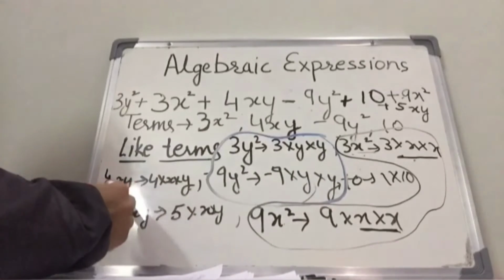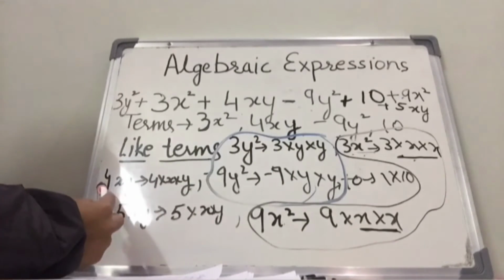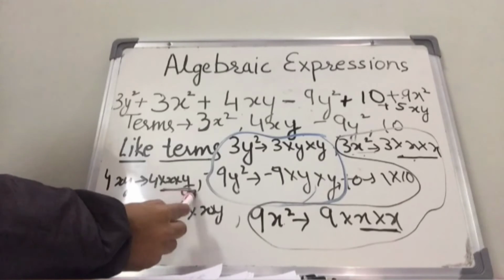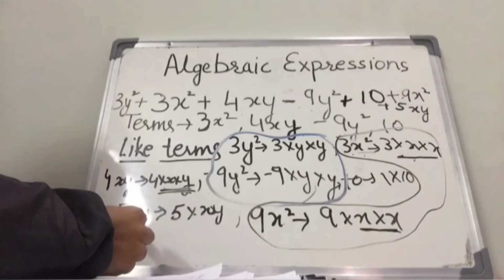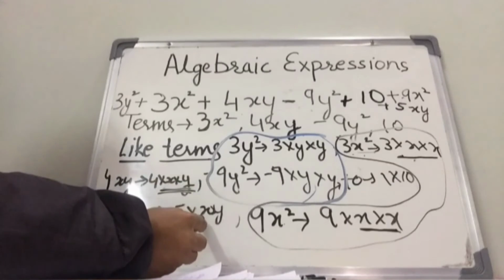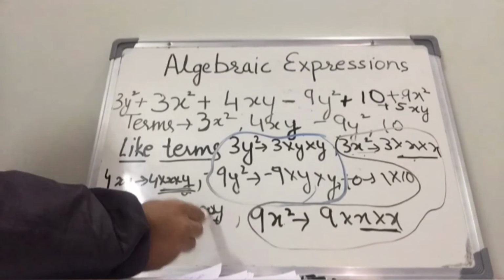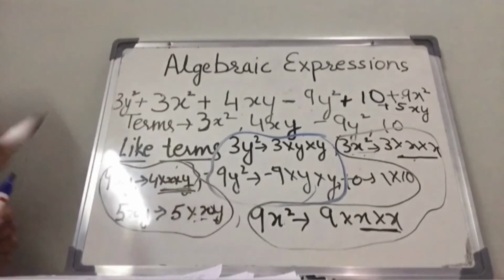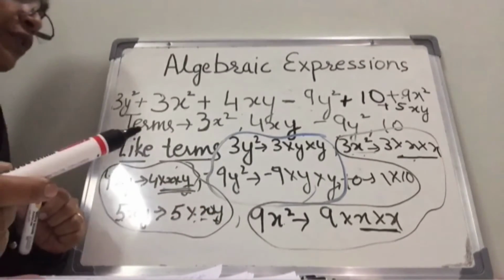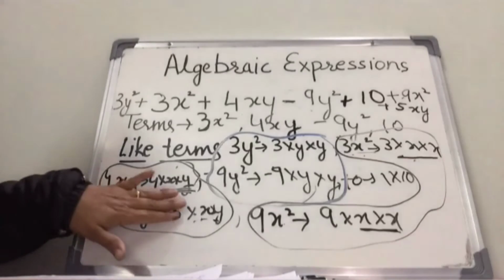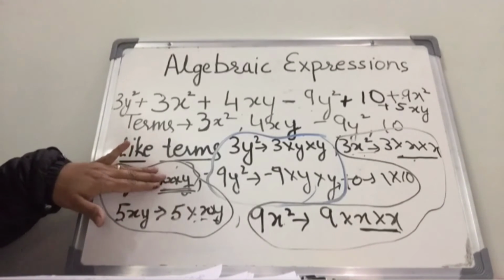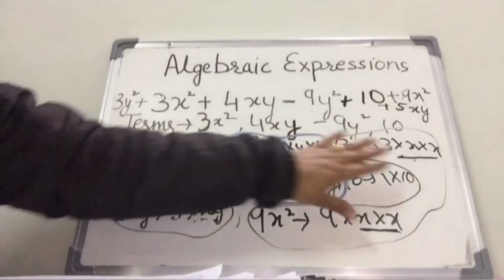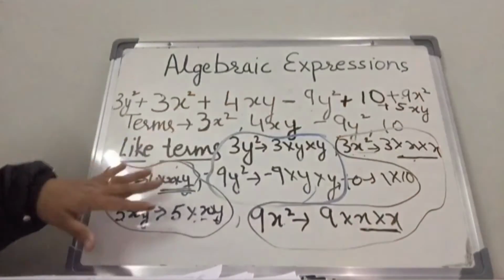Here we see the third term, that is 4xy. Here x and y are two variable factors. 5xy also has x and y as variable factors. So these two are like terms. Like terms are those having the same variable factors. We will not consider numerical values in this part. We will not consider 4 and 5. Okay, so these are like terms, these are like terms, and these are like terms.